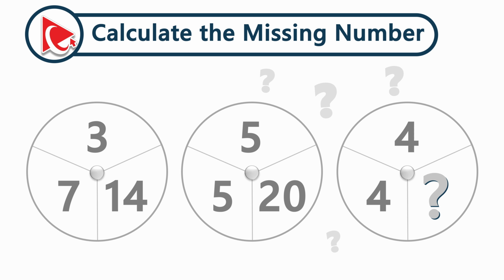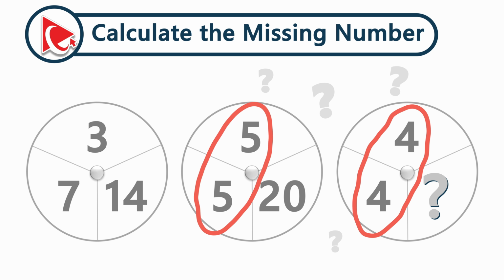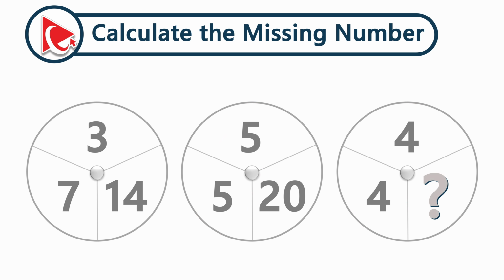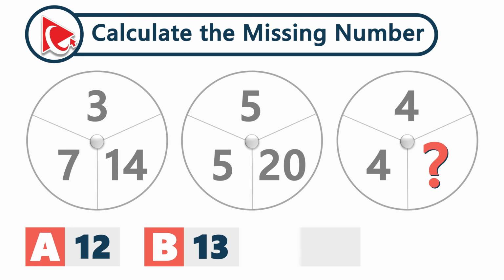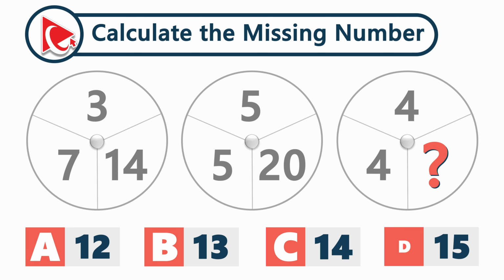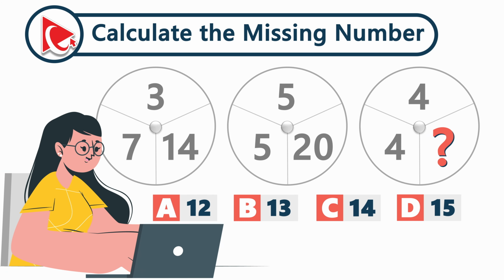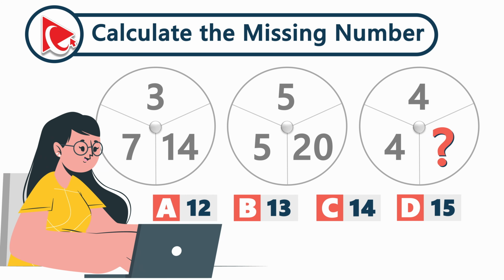See the pattern here between third and second circles? But the numbers are 4, 4, and then comes the missing number, which you need to calculate and select your answer out of 4 possible choices. Choice A, 12, choice B, 13, choice C, 14, and choice D, 15. And just like an actual test, I'm setting a timer for you to solve it on the clock. Let's get started.